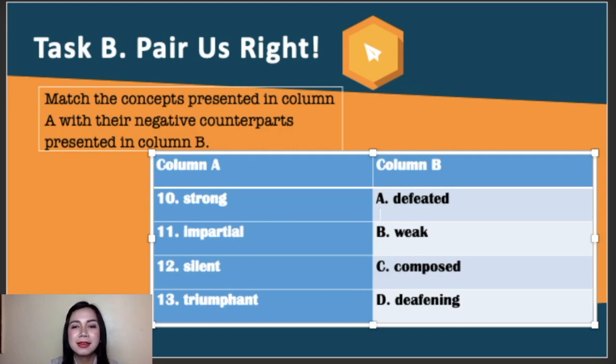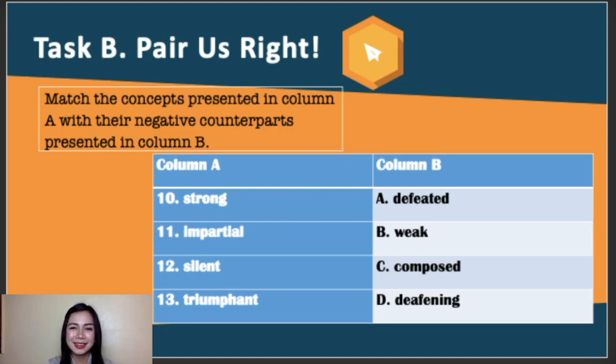Very good, Stephen. Let's have number 11, impartial. Yes, Damon. Impartial, the counterpart of impartial is composed. Perfect. Very good. Let's have number 12, silent. Silent. Yes, Catherine. Silent is deafening. Very good. And number 13, Elena. Number 13, triumphant. It's defeated. Very good. Clap your hands, guys. You are all awesome today.